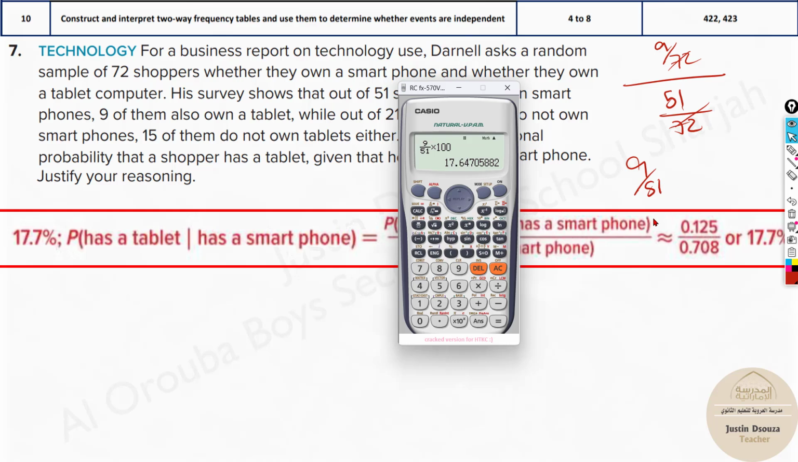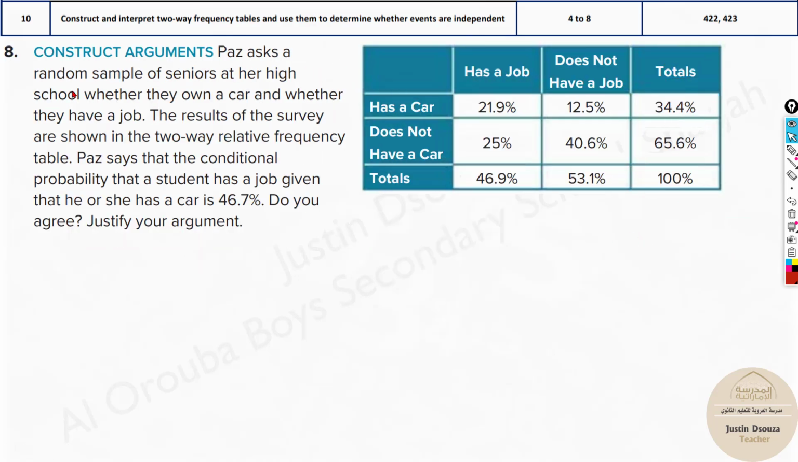That is much more accurate. Paz asks a random sample of seniors at a high school whether they own a car and whether they have a job. The results of the survey are shown in a two-way frequency table. Paz says that the conditional probability that a student has a job given that he or she has a car is 46.7%. Do you agree? So we need to just check this answer.